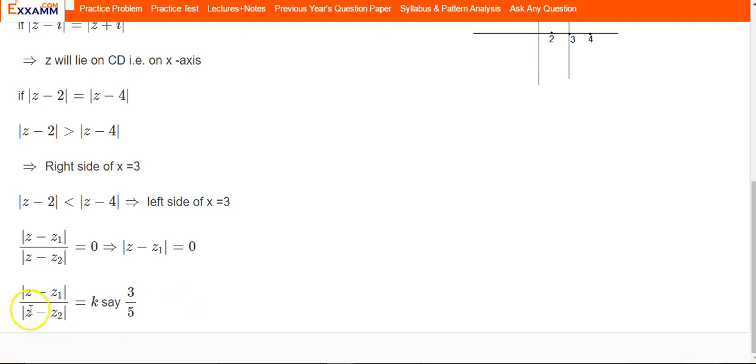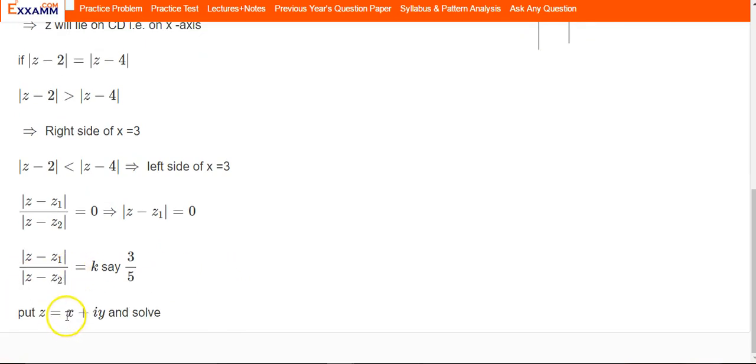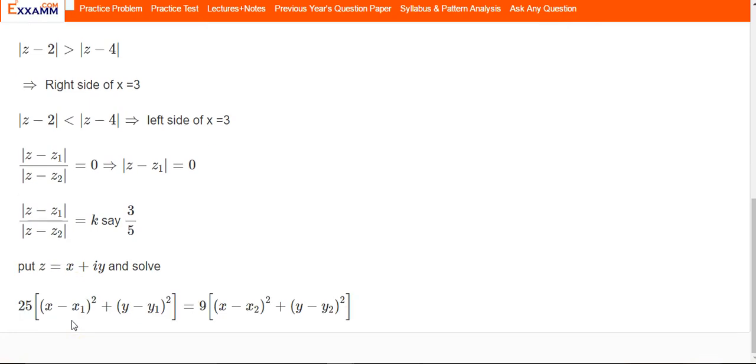Now the last case, when modulus of z minus z1 divided by modulus of z minus z2 is equal to k. Let us assume it to be equal to 3 upon 5. Then we have been saying that you will get the same result by putting z is equal to x plus iy. So now let us put z is equal to x plus iy and try to solve it.